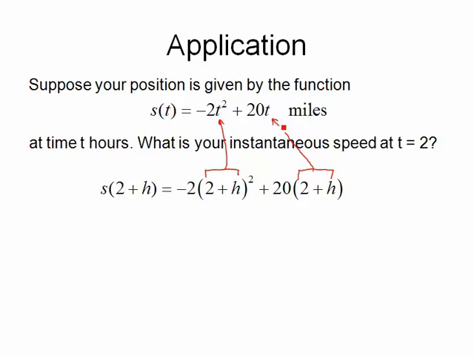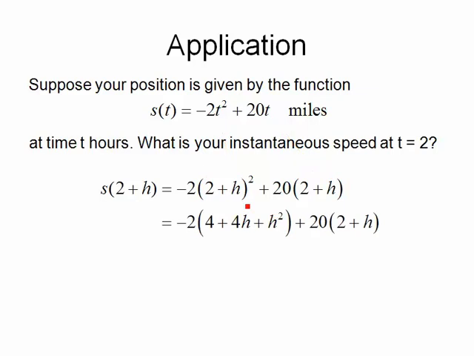So now let's try and simplify this. The way we're going to do that is we're going to square out 2 plus h times 2 plus h and then distribute. So when I square out 2 plus h, I take 2 plus h times 2 plus h. First times first gives me 4. The inside and the outside are each 2h, so when we add them up we get 4h. Last times last, h times h, is h squared.